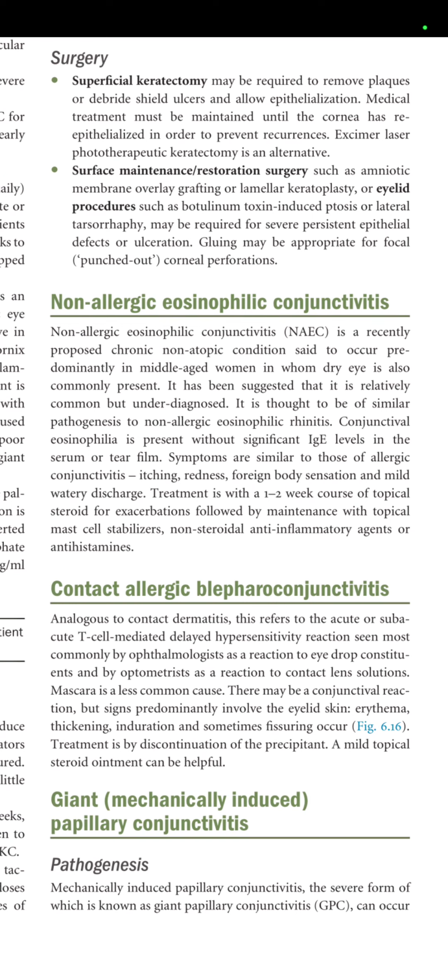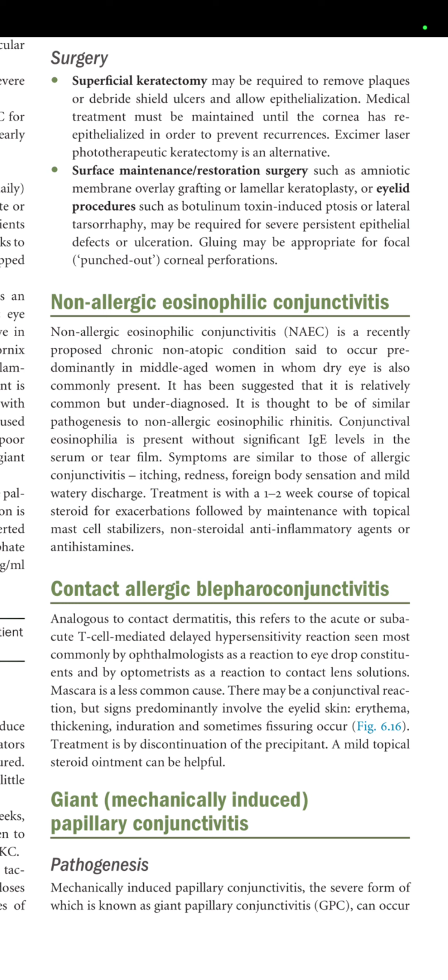Non-allergic eosinophilic conjunctivitis. Non-allergic eosinophilic conjunctivitis (NAEC) is a recently proposed chronic non-atopic condition said to occur predominantly in middle-aged women in whom dry eye is also commonly present. So it is present in middle-aged women and dry eye is common. It has been suggested that this is relatively common but underdiagnosed.